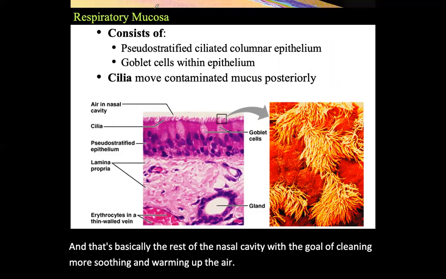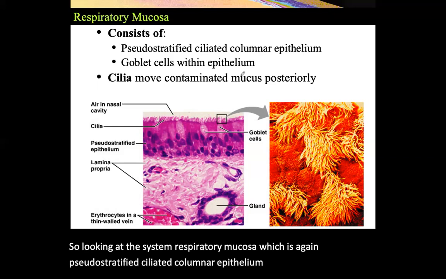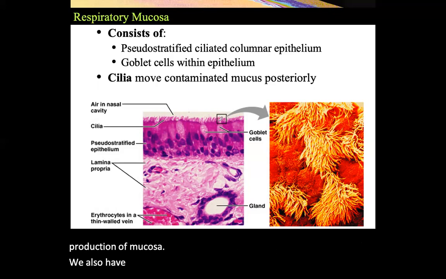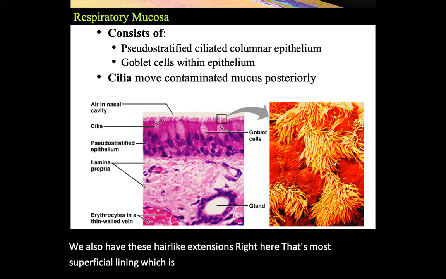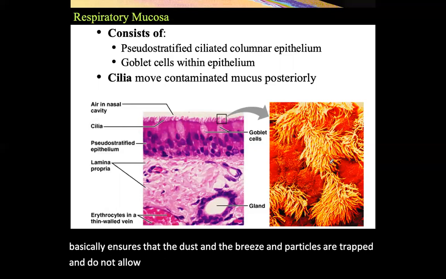So looking at this system, respiratory mucosa, which is pseudostratified ciliated columnar epithelium within the nasal cavity, has specialized cells called goblet cells that help with production of mucus. You also have these hair-like extensions right here, that's the most superficial lining, which is depicted in the 3D picture right here, which basically ensures that the dust, debris, and particles are trapped and do not continue down the respiratory path.